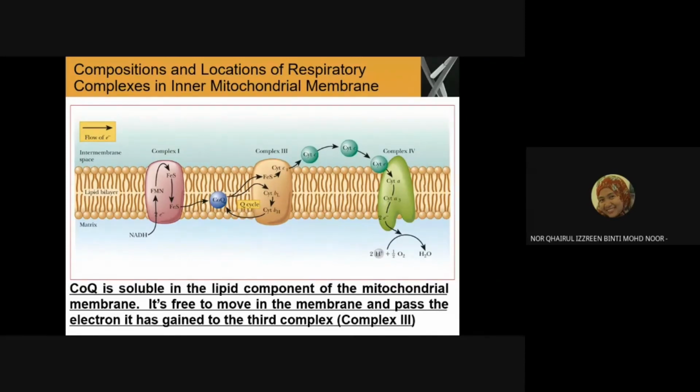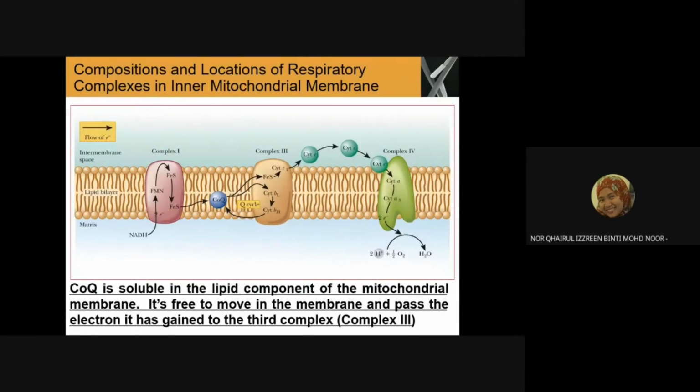Okay, understand this one? So what happened to this QH2 in complex number 3? Yeah. So QH2 is then oxidized into Q, ubiquinone. At the same time, it releases 4 hydrogen ions. That is why in complex number 3, 4 hydrogen ions are released from the matrix to the intermembrane space.